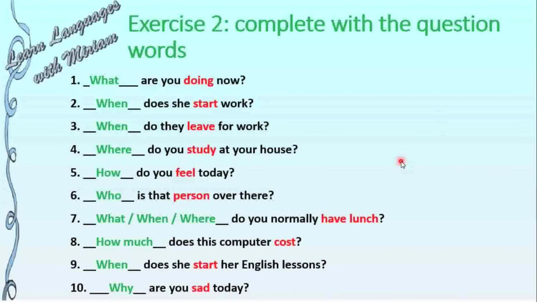Exercise 2. Complete with the question words. First one. What are you doing now? If we have the verb to do, then the normal thing is to ask about what. Next. When does he start work? If we have the verb to start, then the normal thing is to ask about when.